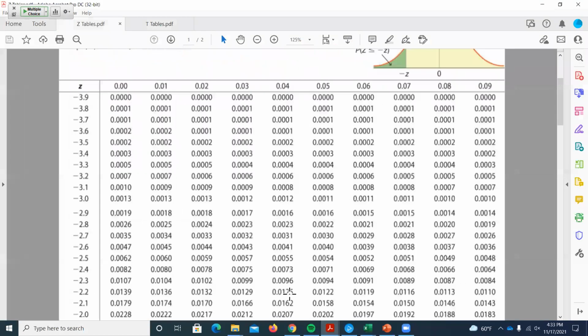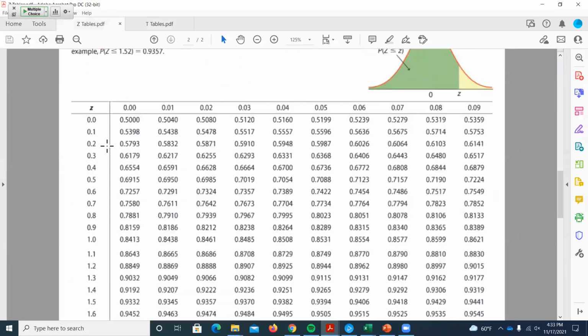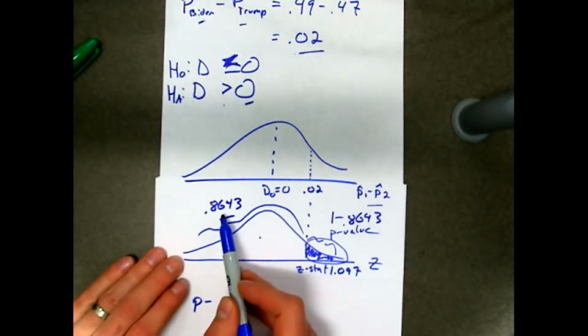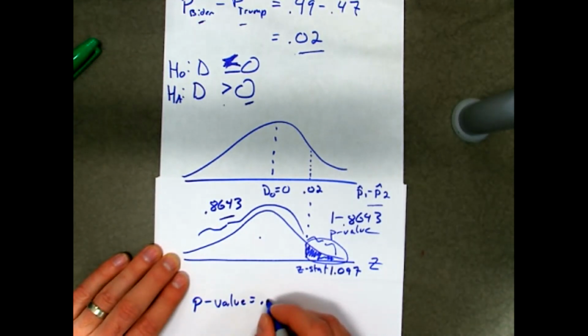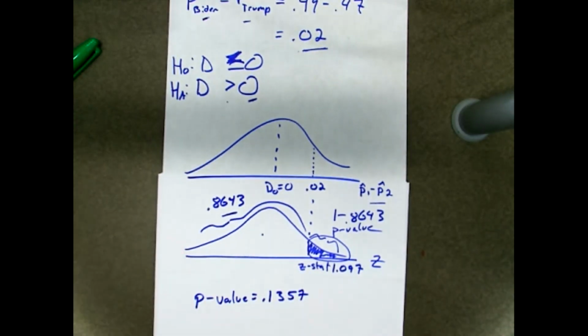So I go to my standard normal table. I know the Z value, since my test statistic is a Z value. So 1.1, you have to scroll down here, 1.10, 0.8643. Okay. So I subtract that from 1, and my p-value, there we go, 0.8643 subtracted from 1. So my p-value is what? 0.1357.